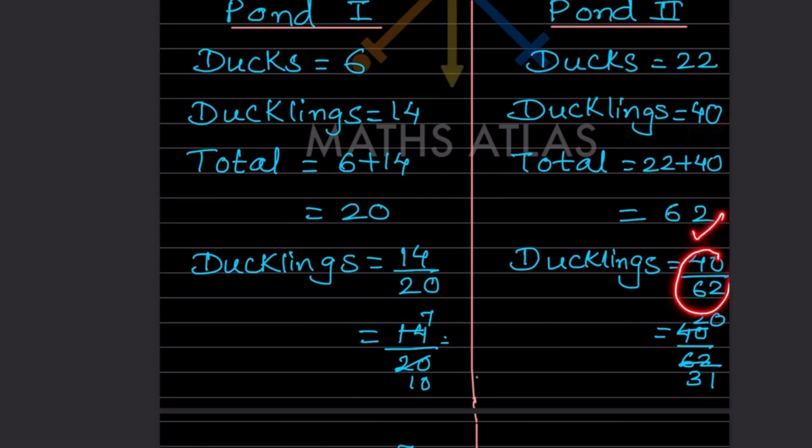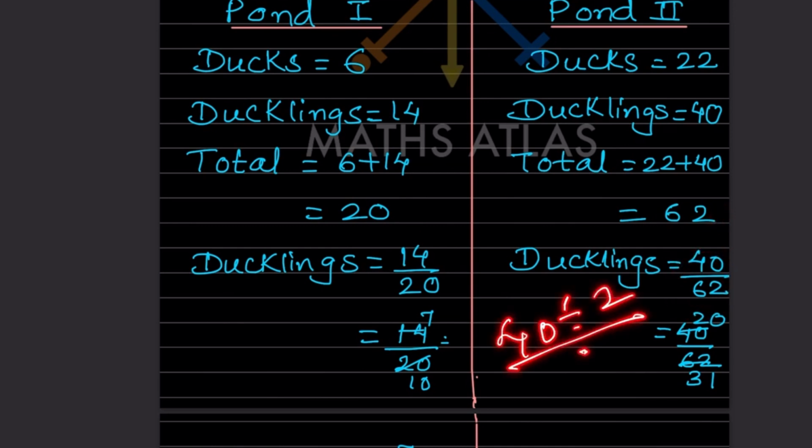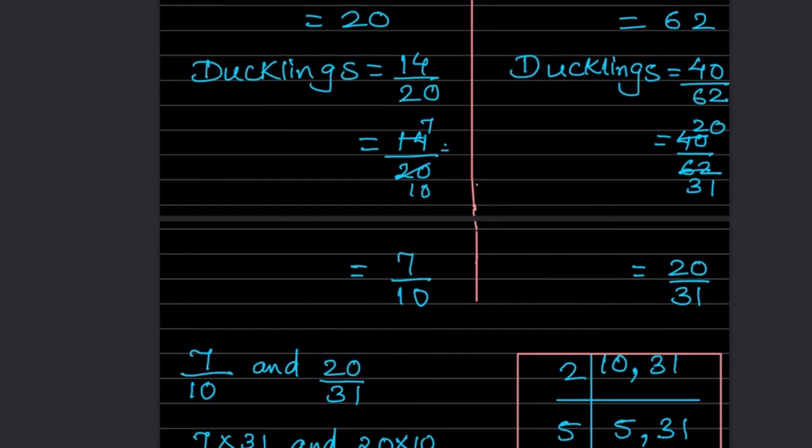So 40 out of 62, that is 20 by 31. Now look here, 40 divided by 2 and 62 divided by 2 will be 20 by 31. Hope you got this. This is for pond 1 and this is for pond 2. Now can you see here?